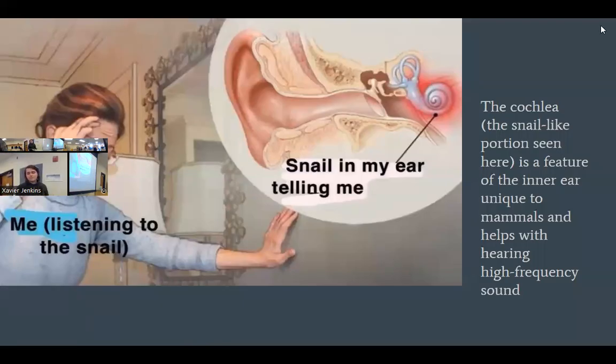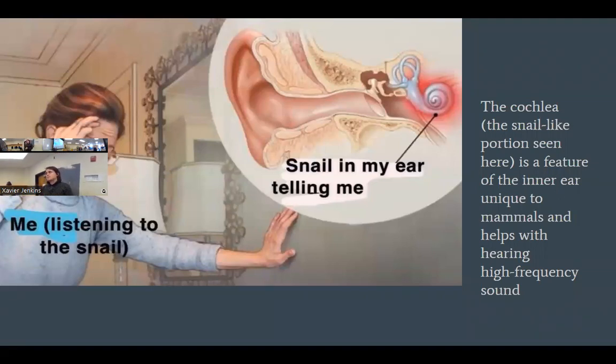You might have seen this meme before. So I had this here. The snail in your ear, like these memes like to call it, is your cochlea. And again, that's unique to mammals. The cochlea is really important for hearing high frequency sounds, like the cries of a baby, or, if you think of any mammal noise, like a squirrel or something, it's always high pitched.